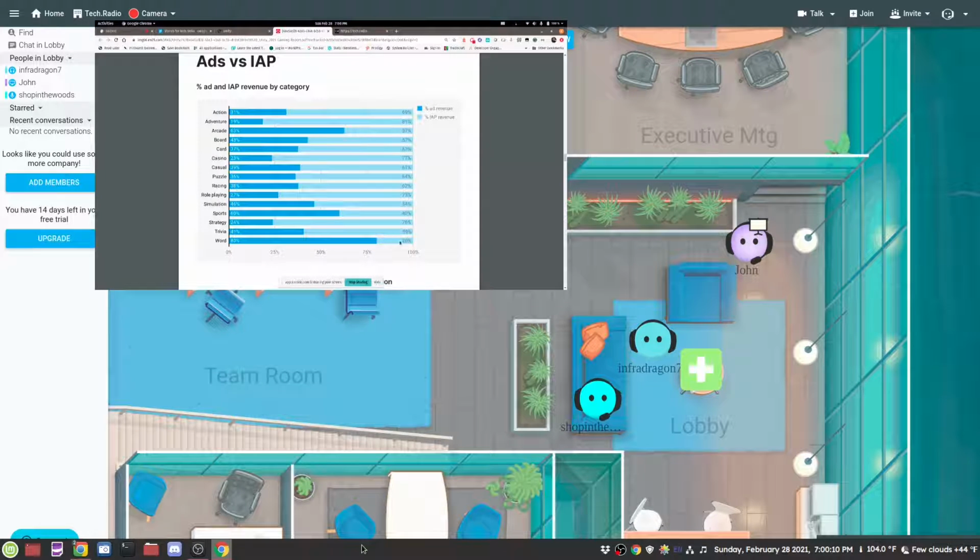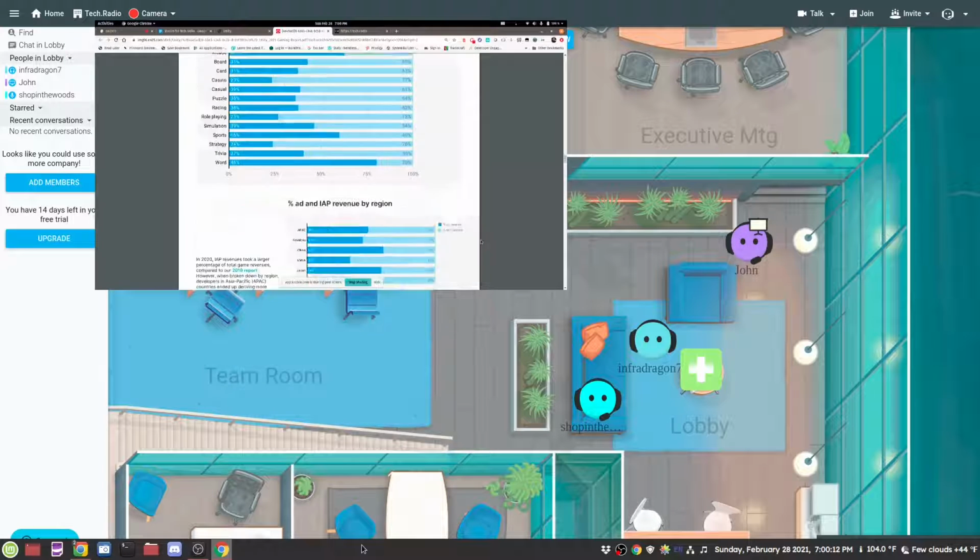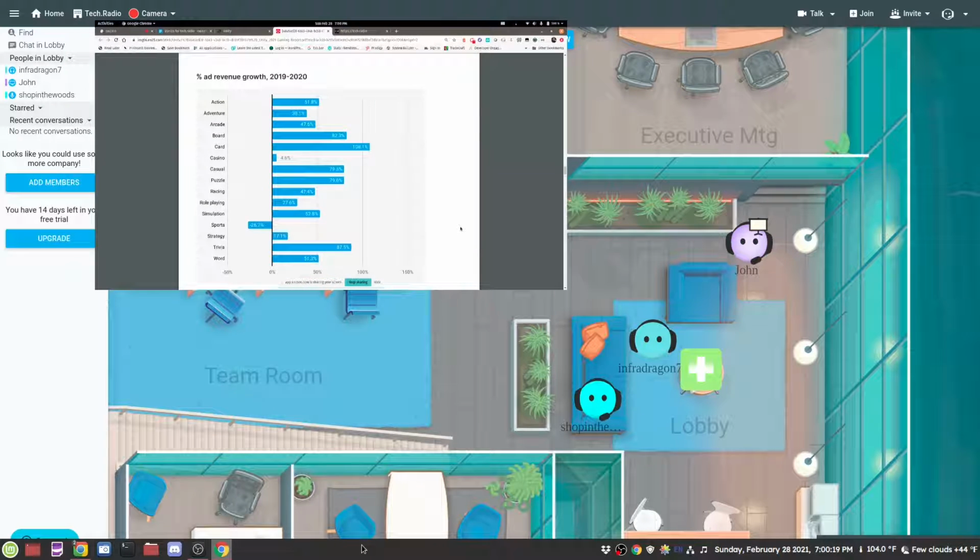Surprisingly, word games did really well. Actually, let me get to the actual growth. This is a particular diagram I'm looking at that had to do with ad revenue growth. Most games either make money off ads or they make money off in-app purchases or purchasing the game in the first place. So you've got to take this with a grain of salt.